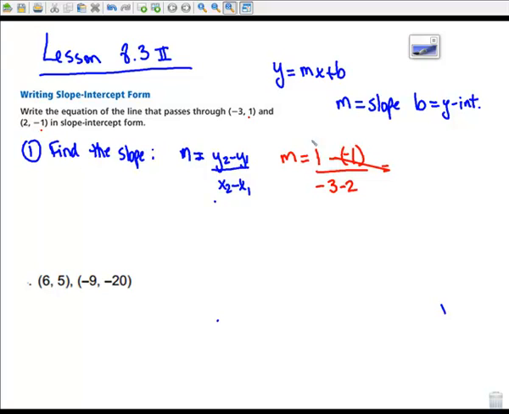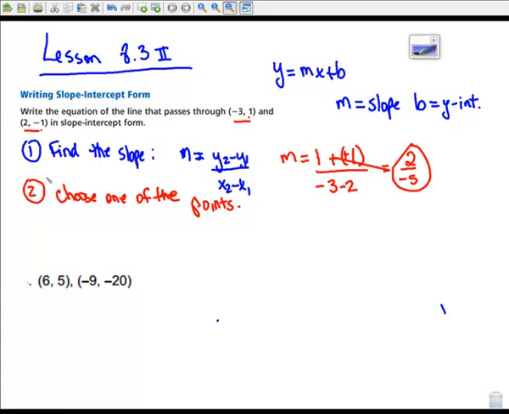Remember, we're going to add the opposite here. So we get a positive 2 over -3 minus 2, which is -5. So here is the slope. The second thing you do is choose one of the points. It doesn't matter which one of these points you end up choosing. I'm going to go ahead and choose the first one, (-3, 1).